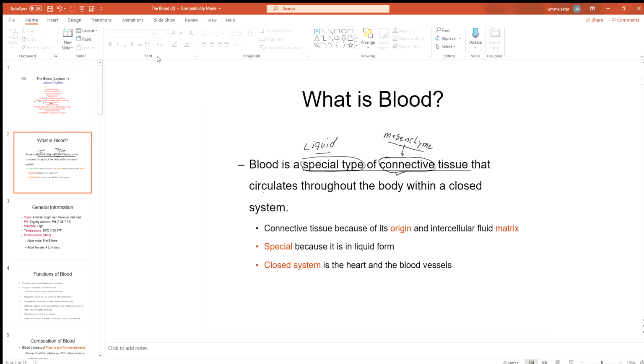And blood circulates throughout the body within a closed system. What is the closed system? Closed system is the cardiovascular system. That is the heart, cardio, and blood vessels, vascular. So your blood circulates inside the closed cardiovascular system.